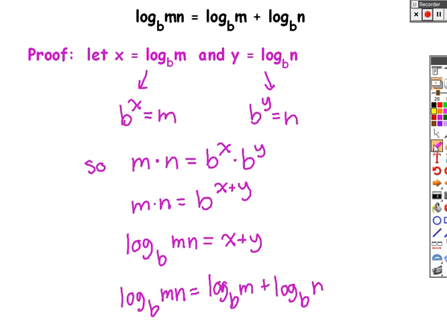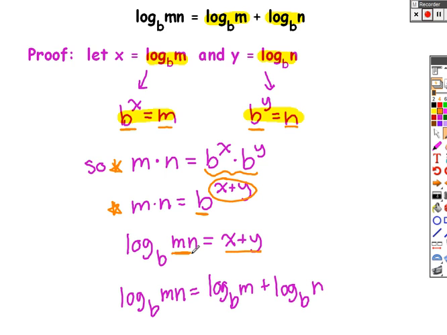So here's the proof. If I start with this and I call that x, and I'm going to call this y, I could rewrite these in exponential form. So b to the x is m, b to the y is n. Then if I multiply m times n, that would be the same as multiplying b to the x times b to the y. So now I'm here. And here's where that exponent property comes into play. If I'm multiplying terms with the same base, I add the exponents. I could rewrite this as a log. My base is b, my exponent's x plus y. That should give me out my argument.